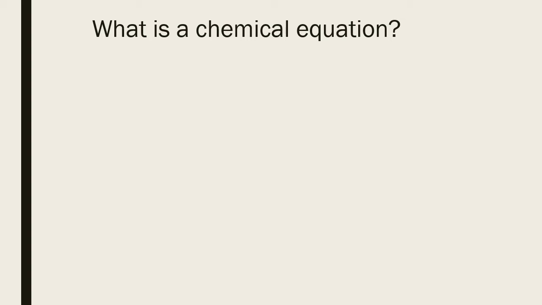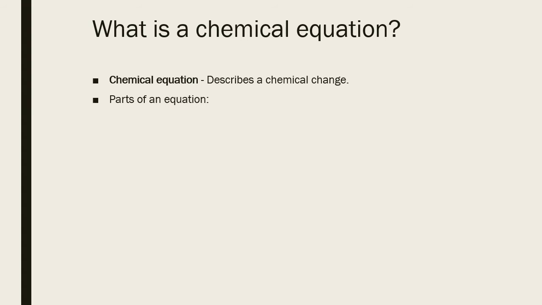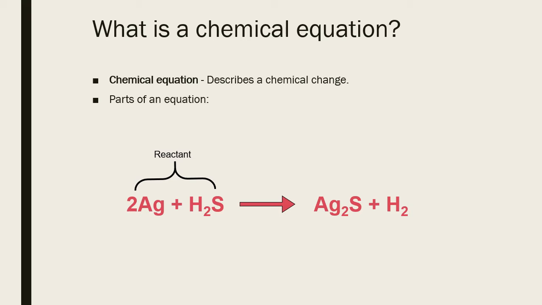So what is a chemical reaction? A chemical reaction describes a chemical change. So there are parts to a chemical reaction. So here's a chemical reaction. I've got the left side and the right side. So the left side, we call them the reactants because they do the reacting. And then we've got the right side. They are the products. They are what we make.